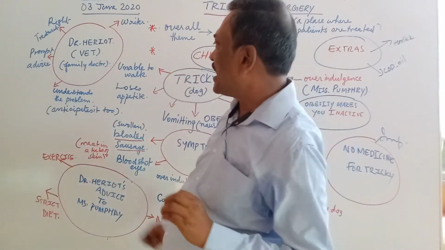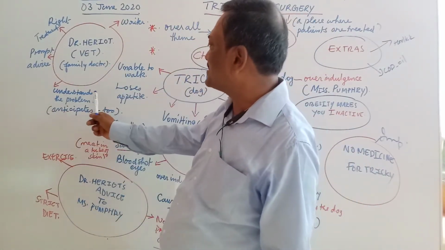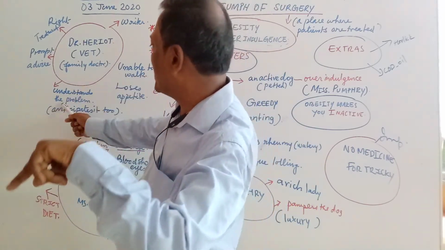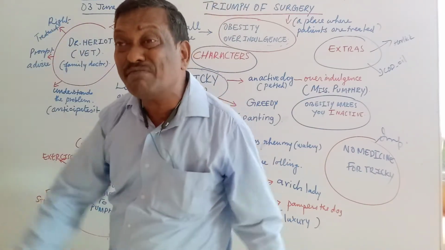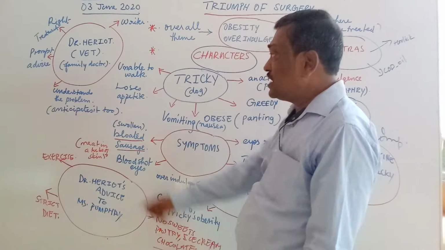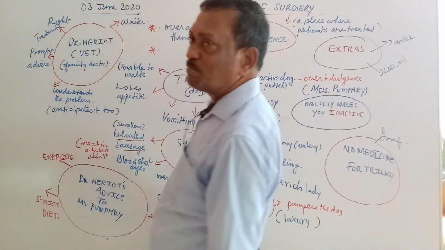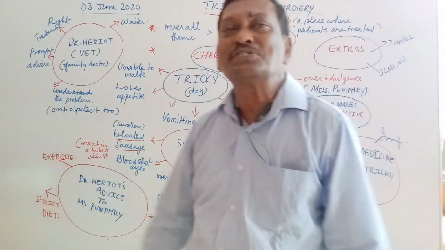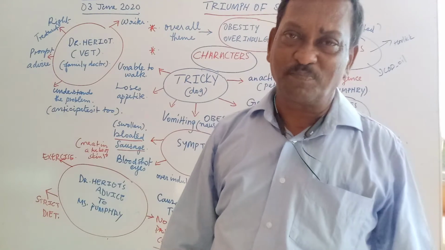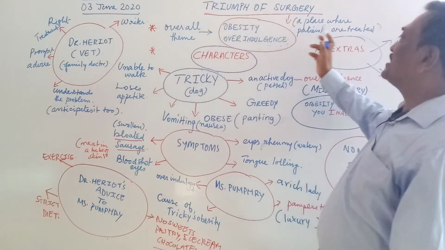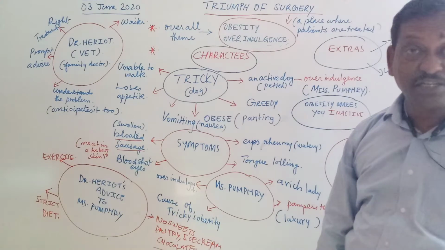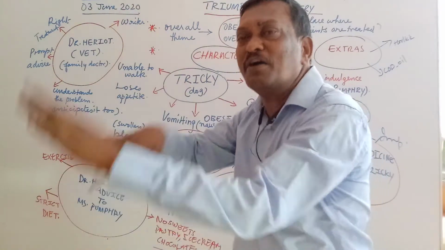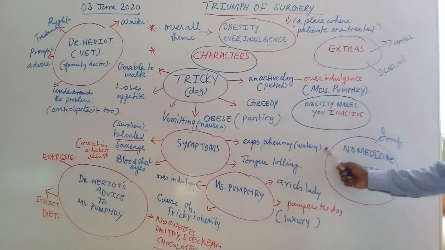So when you analyze the character of Dr. Harriet, you must understand that he was an efficient veterinary doctor. He understood the problem of Tricky. He gave prompt advice, and then when Tricky was admitted in the surgery, he gave the right treatment. And you know, the beauty of this lesson is that Tricky was not given any medicine. Triumph of surgery. Surgery, as I told you, is a place where patients are treated. But on seeing the condition of Tricky, Dr. Harriet admitted the dog in the clinic without any medicine.